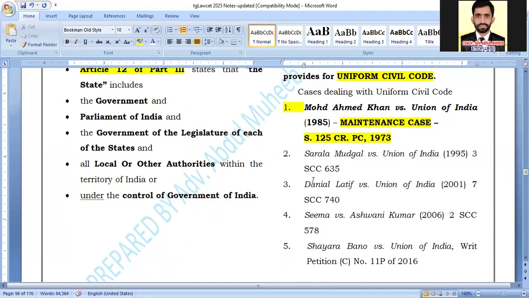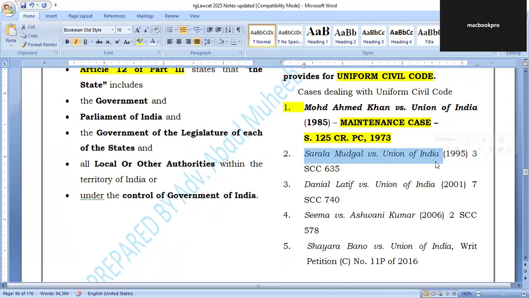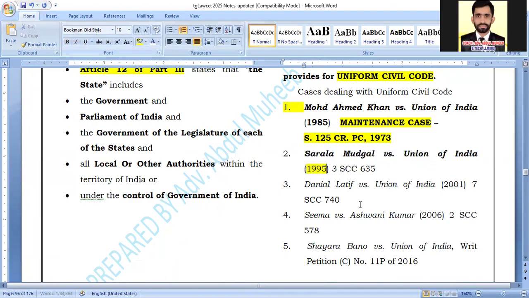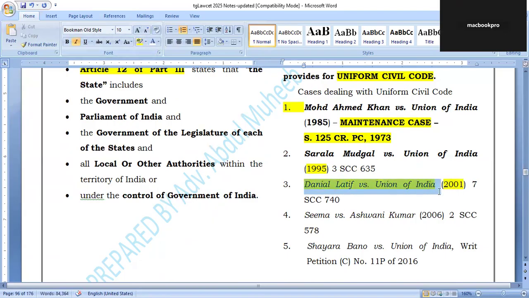Second, Sarala Mudgal versus Union of India, 1995. Third, Danial Latifi versus Union of India. What is the year? 2001.